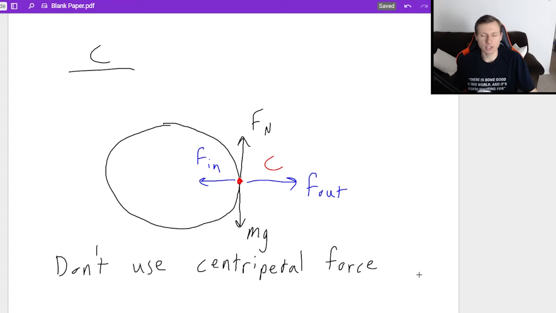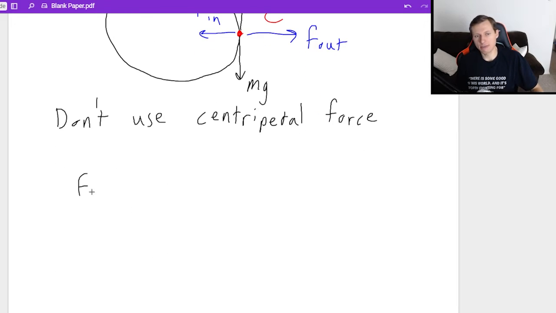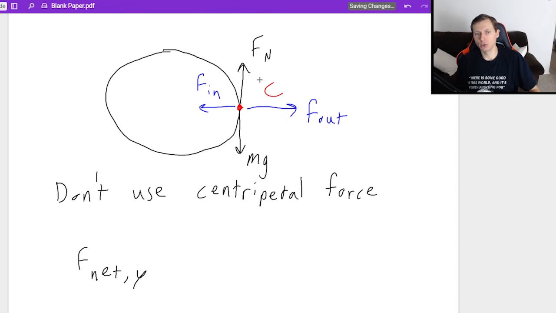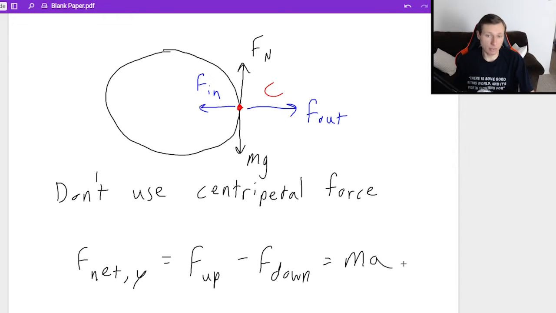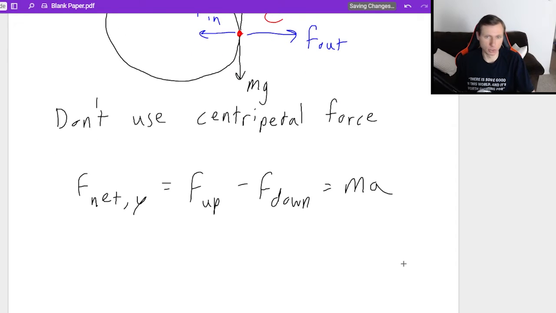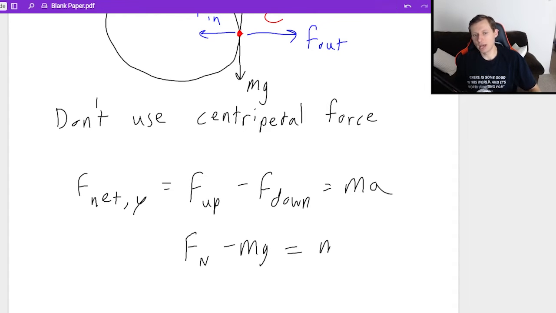Well, if we go back to our other physics examples we did previously, we still have Newton's second law. We're just going to use F net, not C, but F net comma Y. Because if you look at the Y direction, it's all the forces pointing up minus the forces pointing down equals ma, not mv squared over r, just ma, Newton's second law. Force going up is Fn, minus force going down is mg. That's equal to ma.